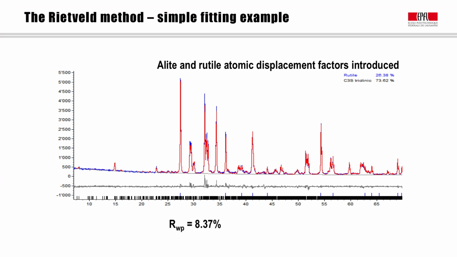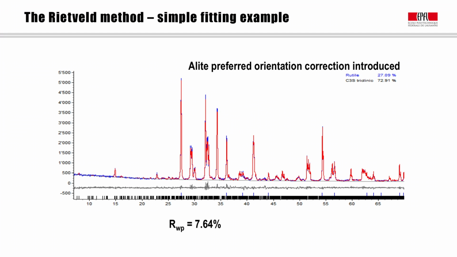Further fine-tuning of the Rietveld refinement can now be done, for instance by adding the atomic displacement factors from the literature data. Then finally, we can include a preferred orientation correction for the alite phase to achieve our final fitting results. One can now see that the fitting is really nice and that the residual curve is quite flat. In the case of this sample, we then actually had about 27% of rutile and about 73% of C3S, triclinic C3S in this mix.